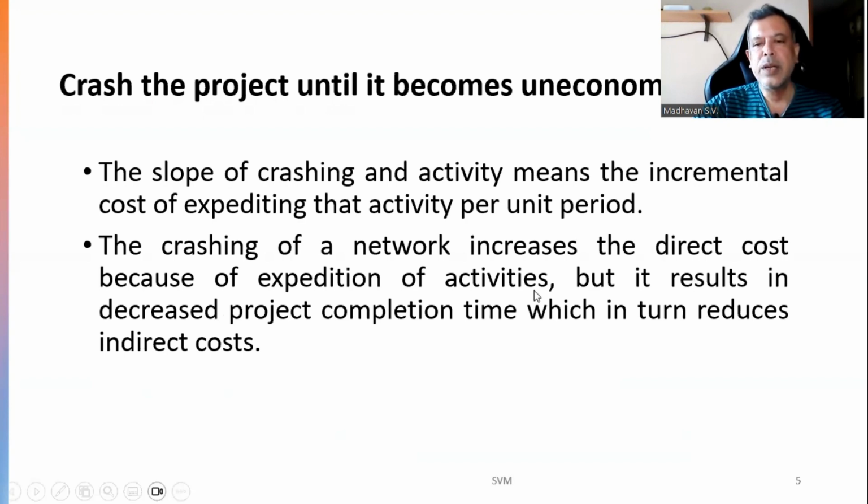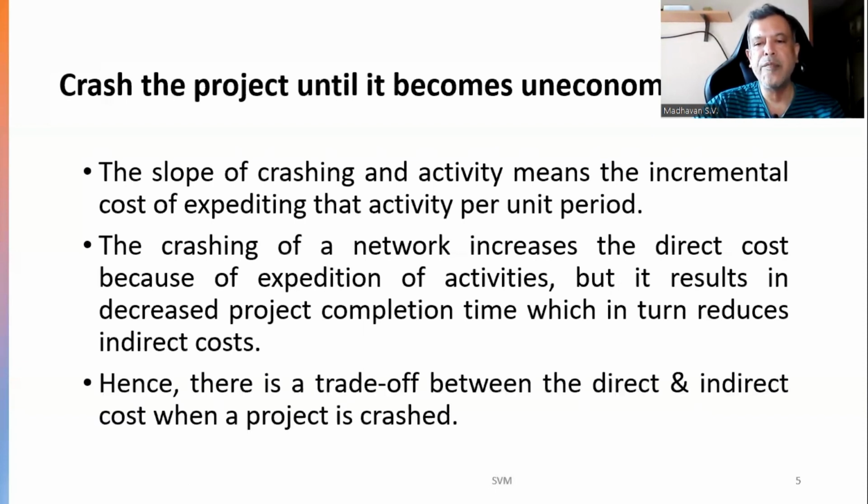The crashing of a network increases the direct cost because you are going to add resources, etc., and you are trying to speed up the activity. But it results in reduced project completion time, which in turn reduces the indirect cost also. So we try to take a trade-off between the direct and indirect cost when a project is crashed.